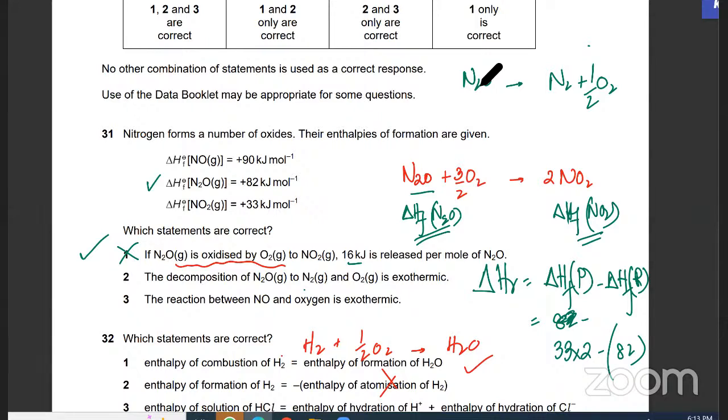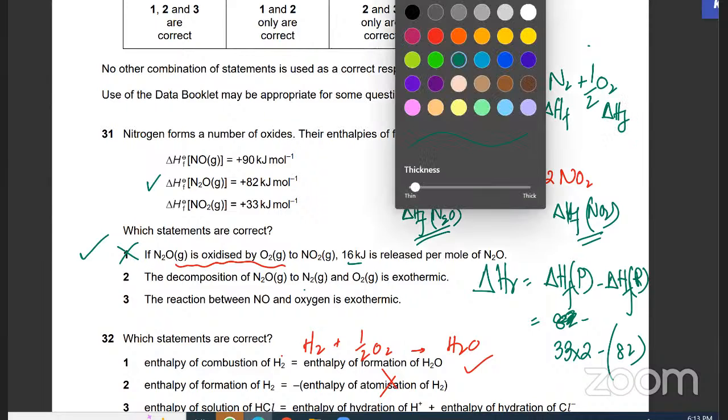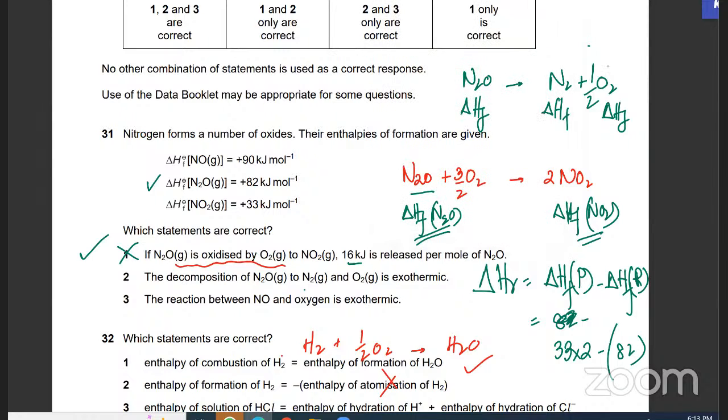What data is given? Are you given the enthalpy of formation of N2O? That's given, right? And you know the enthalpy of formation of N2 and O2 is equal to 0, right? So you can apply your formula over here as well. What is the formula? It's enthalpy of formation of the products, so it's 0, minus the reactants. So what is N2O? That's 82, right? So what do you get at the end? You're getting negative 82. Are we getting negative 82?